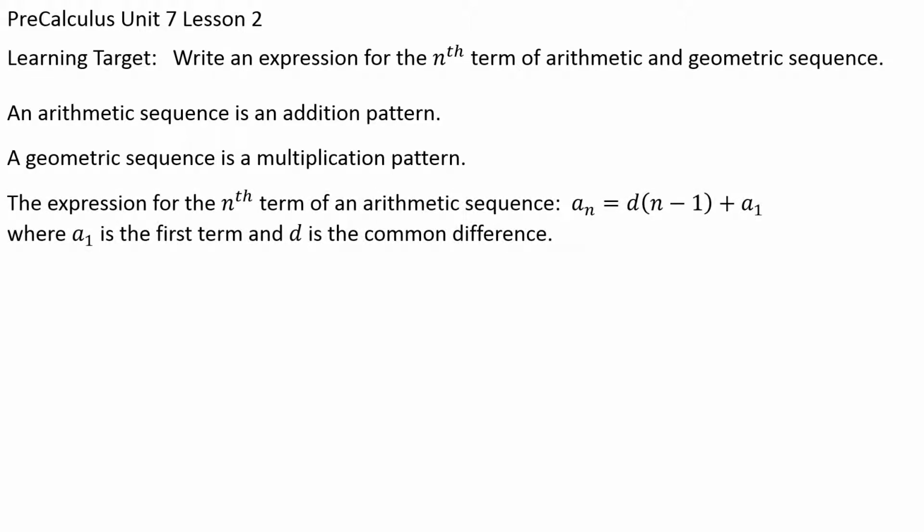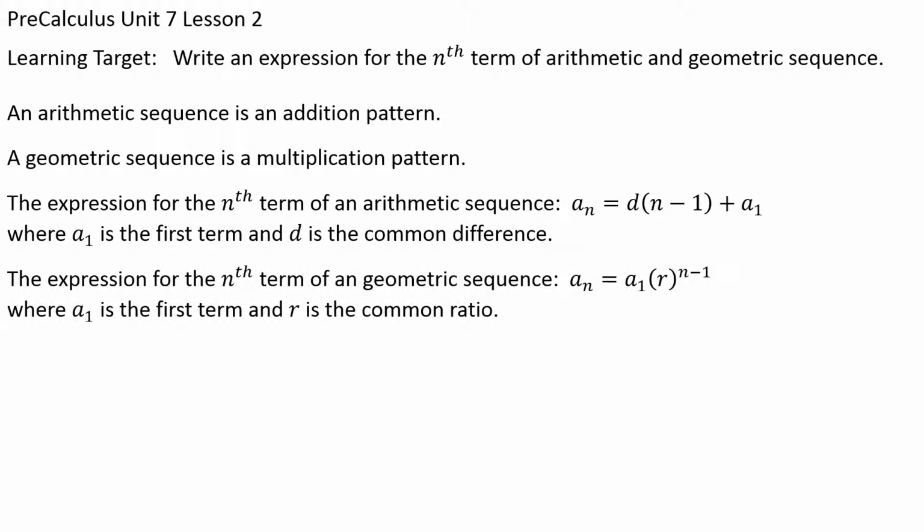So if we want arithmetic, the nth term is always a sub n equals d times the quantity n minus 1, plus a sub 1. A sub 1, of course, is the first term in the sequence. D is the common difference. If this makes absolutely no sense at the moment, wait till we do an example with actual numbers, and then it'll probably become more clear exactly what is going on here.